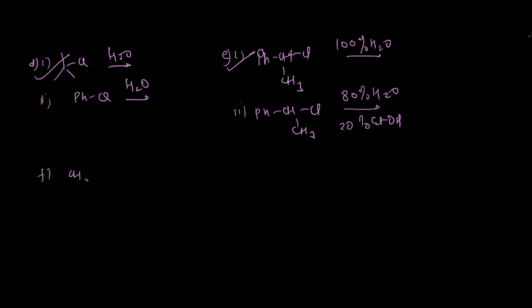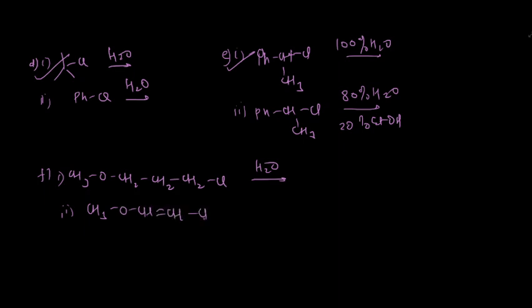F, CH3O CH2CH2CH2Cl, and when it reacts with water. Second, CH3O CH=CH CH3CH2CH2Cl, with water. So the rate is more in case of first, because the carbocation forming is quite far from the minus I group. Here the carbocation forming is quite near to the minus I group. So first has the higher rate.